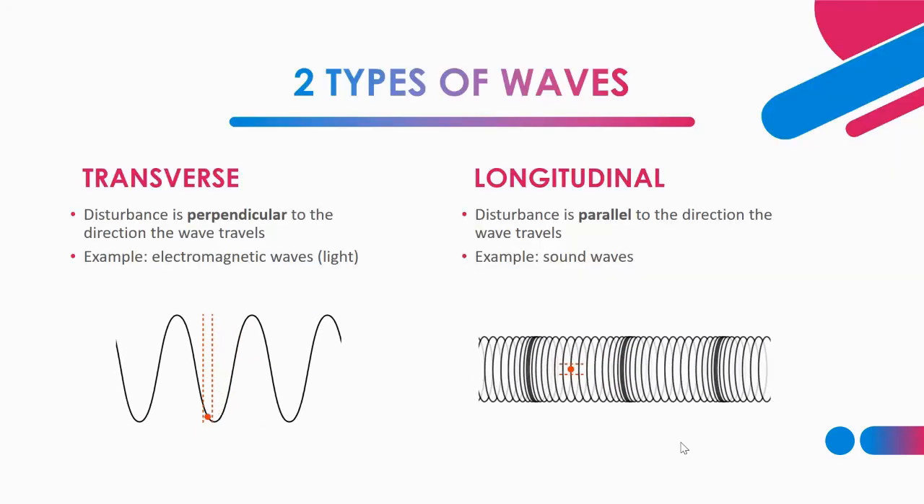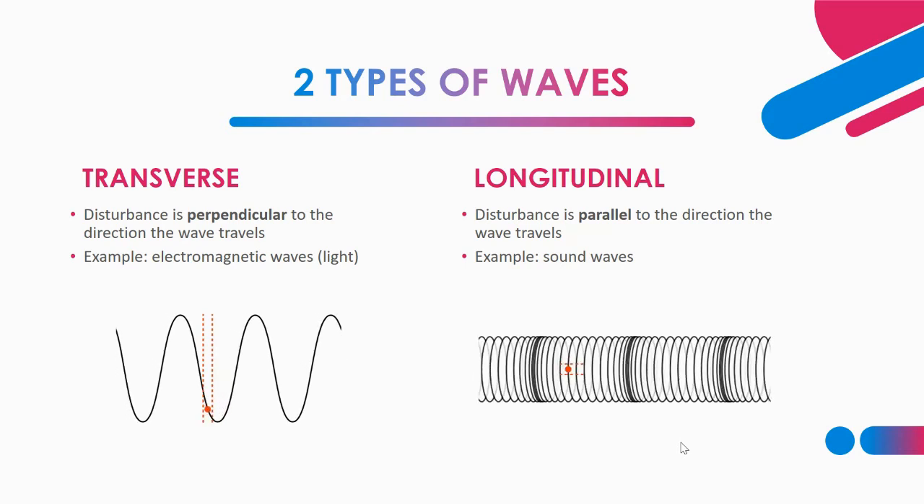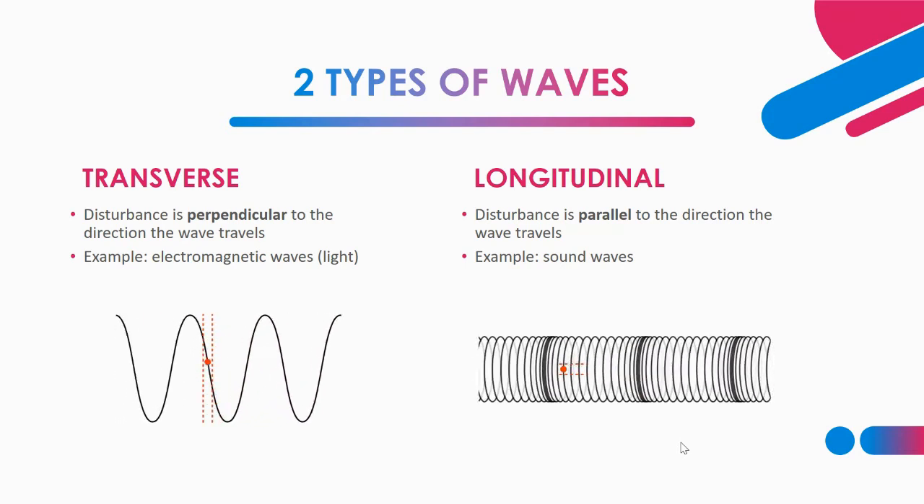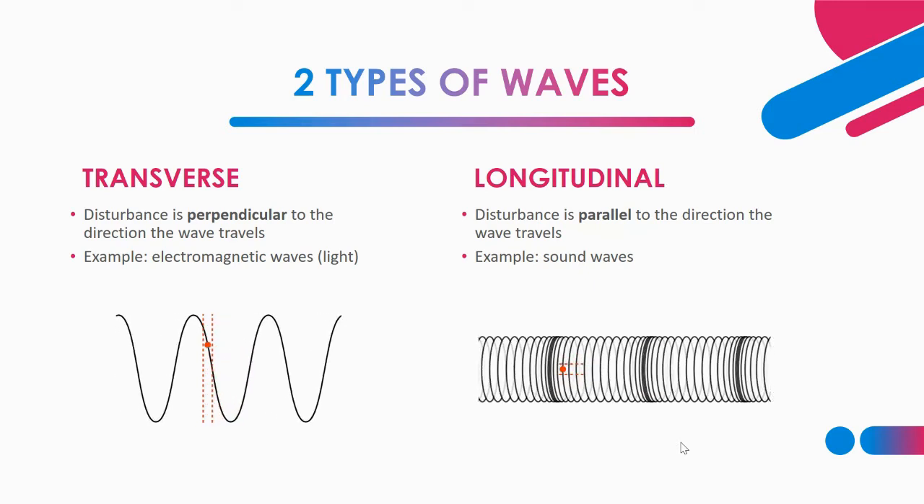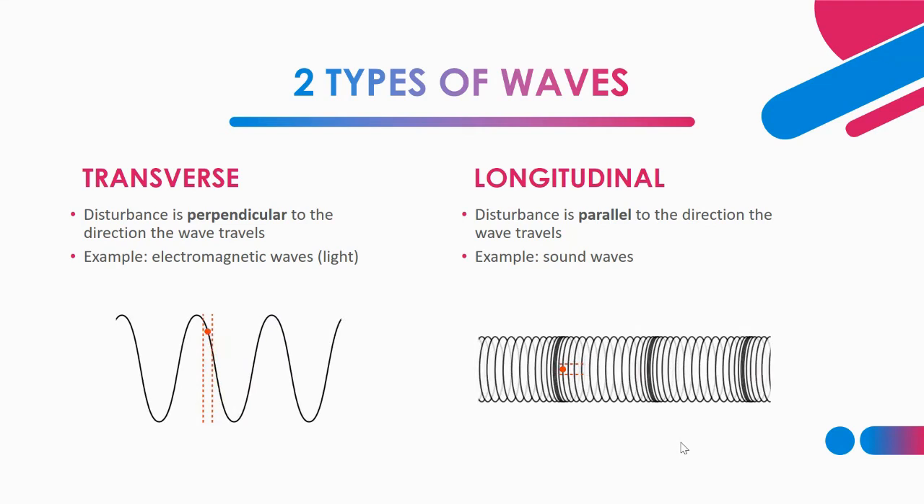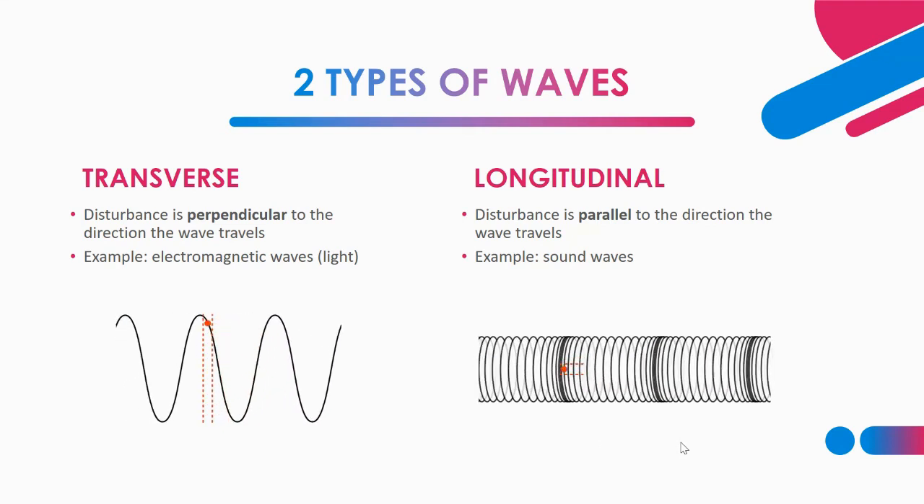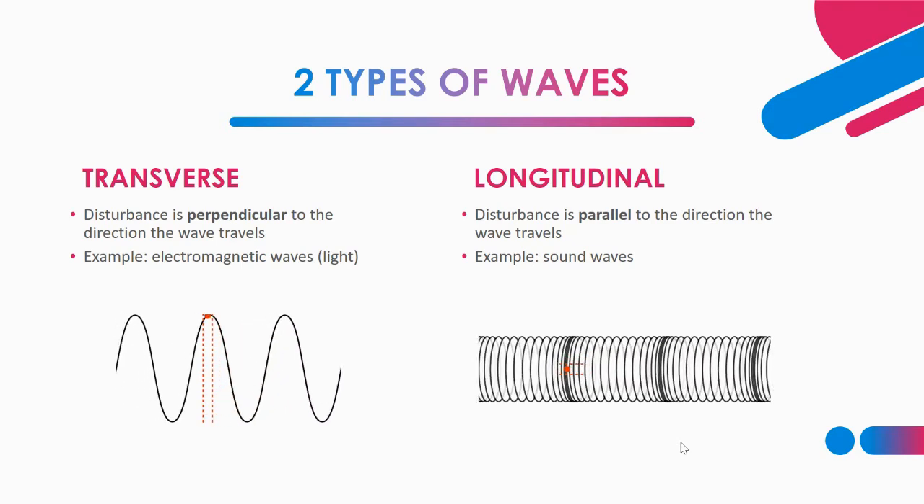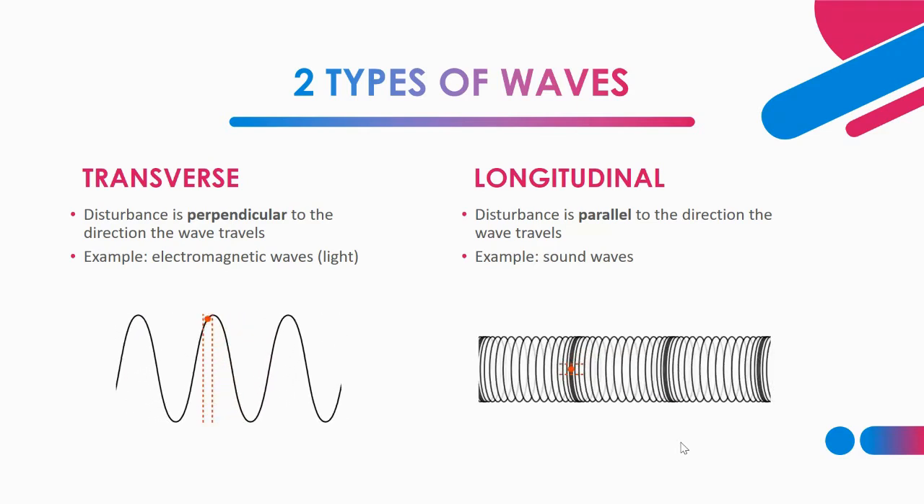We also can categorize waves as transverse or longitudinal. For optics, we're looking at transverse waves, which are light waves. So our disturbance is perpendicular to the direction the wave is moving. So you can see on the left that we have our disturbance, which is that red dot that is moving up and down. The wave is moving to the right. The disturbance is perpendicular to the direction the wave is moving. So that is a characteristic of transverse waves.